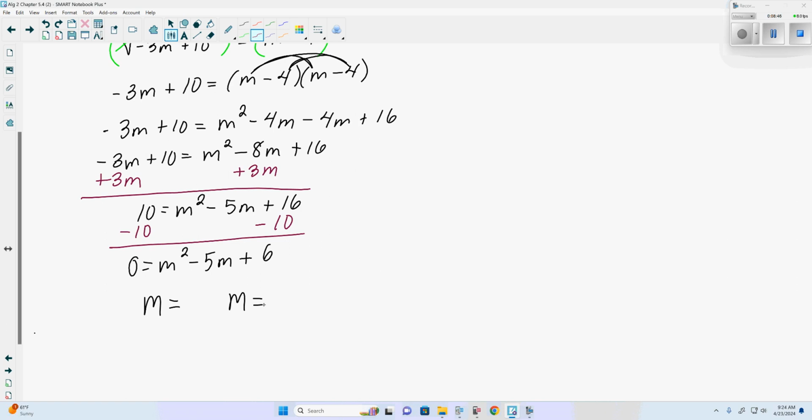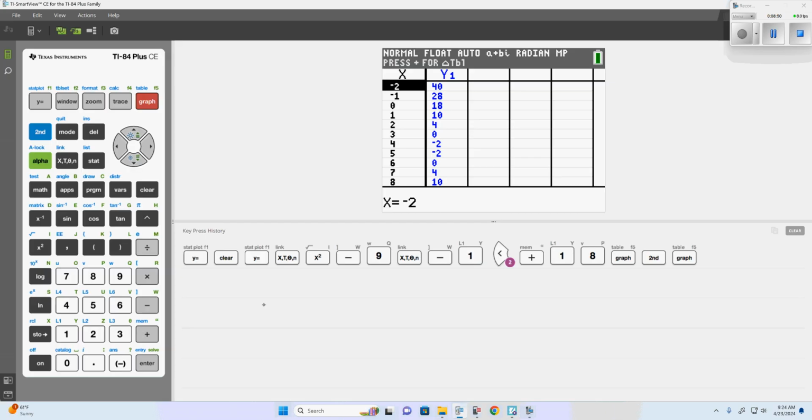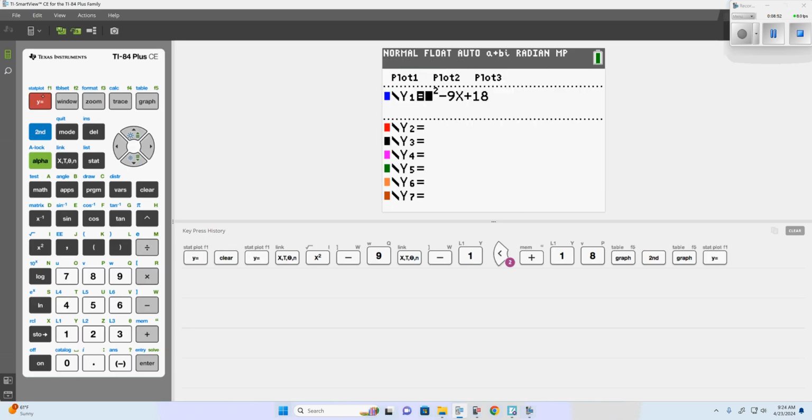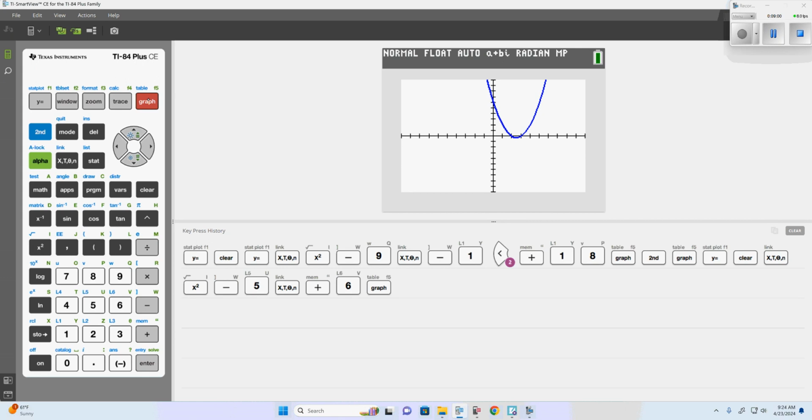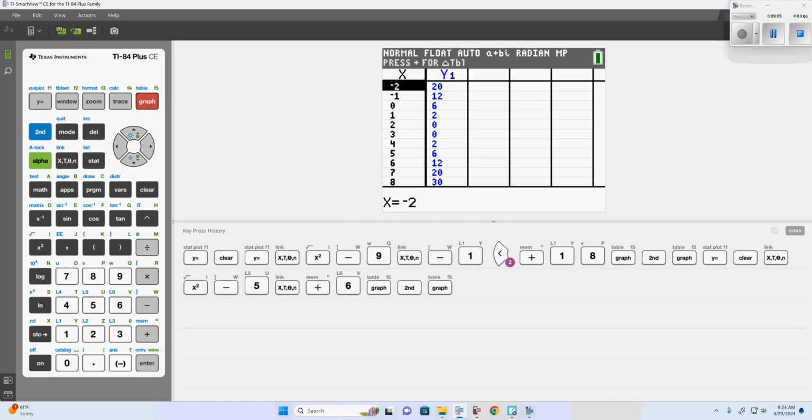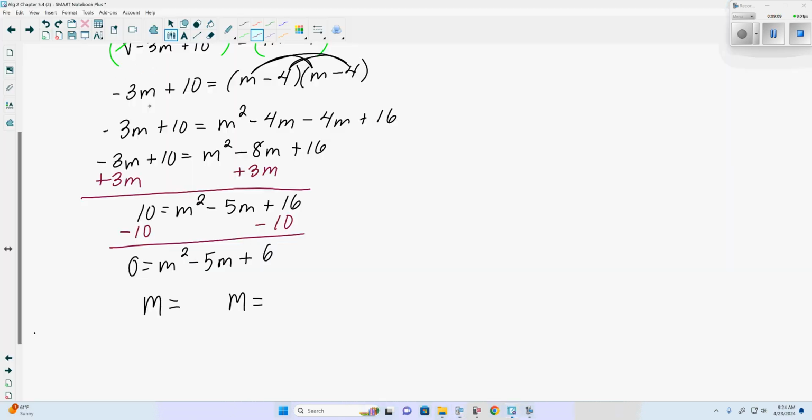Now we need to find the values of m. I have a feeling we want to graph this one again. So we take x squared minus 5x plus 6, graph. We do have two solutions. They are 2 and 3. Because those are the values of m that will make the equation be 0.